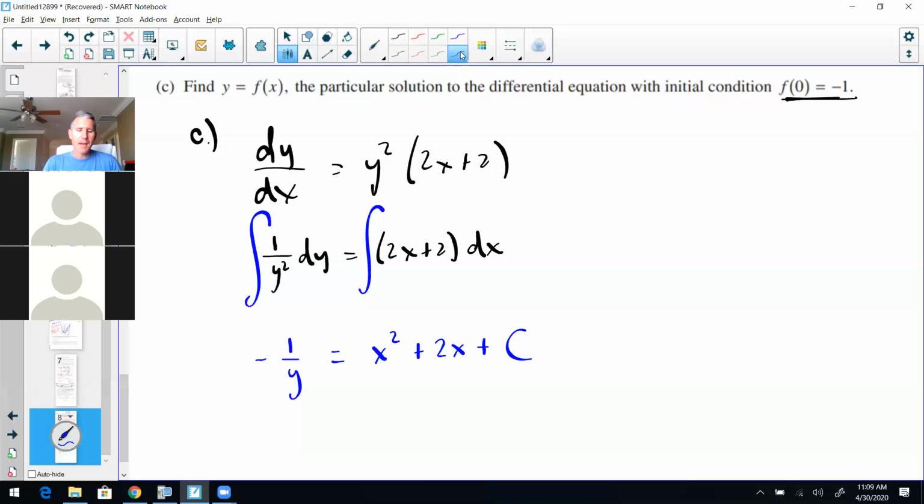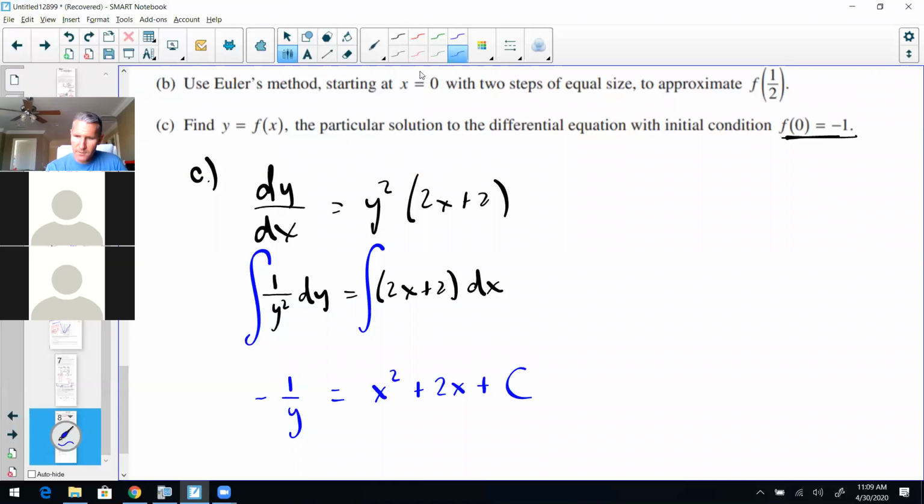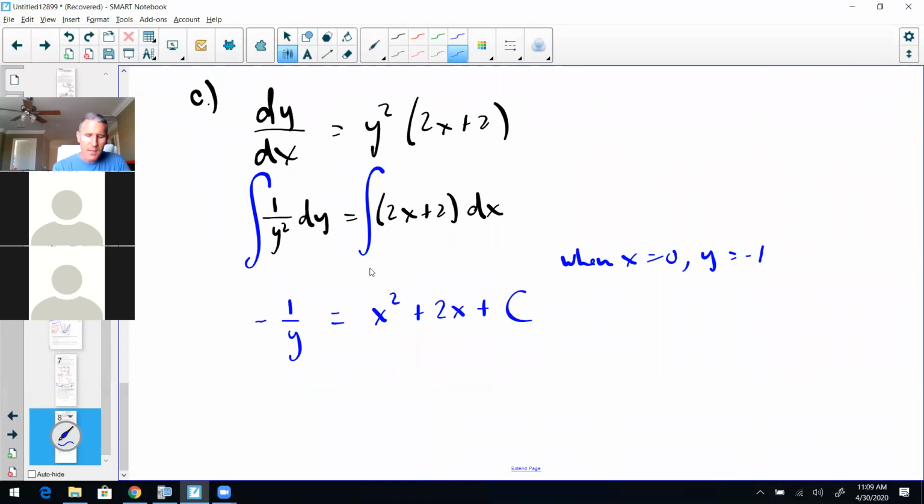Okay? Now, at any point after you integrate both sides, you can plug in your initial condition. So I'm going to do that now. So this says when x equals 0, y equals -1. So plugging that in, I get 1 equals c.